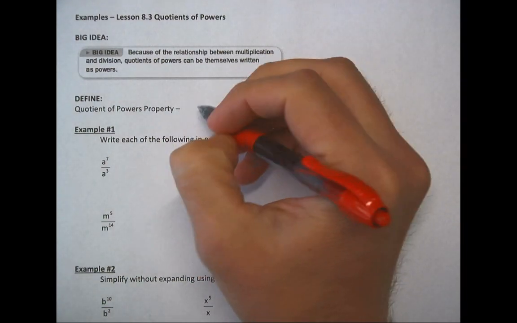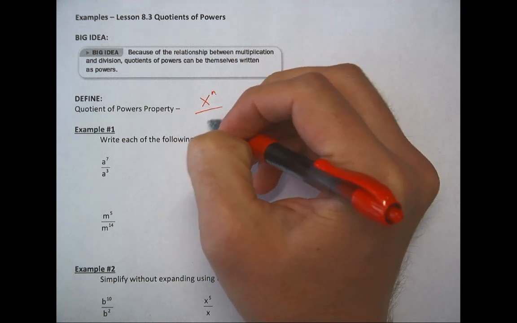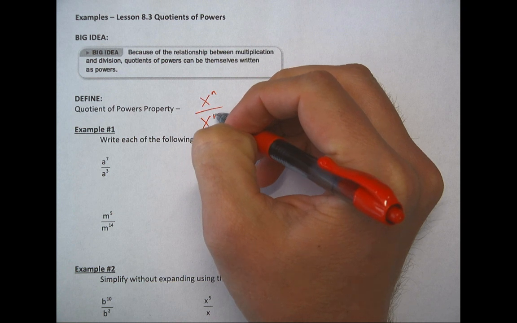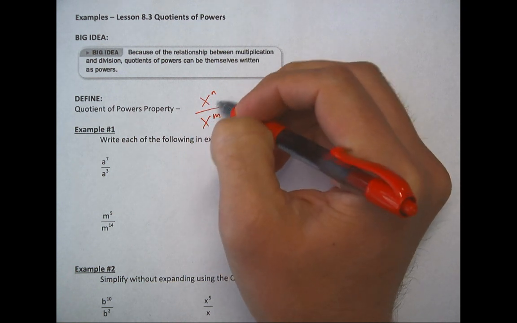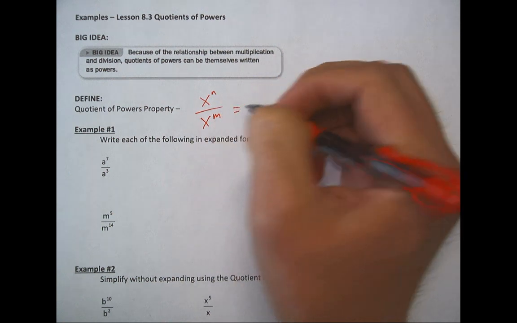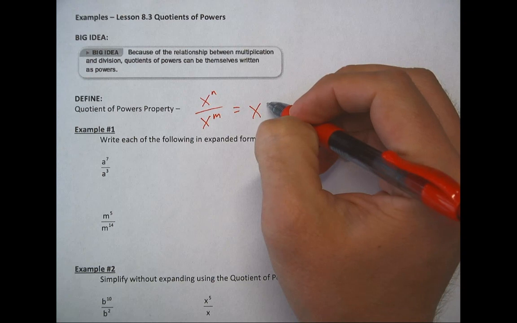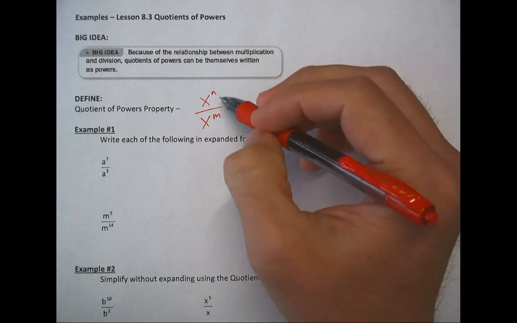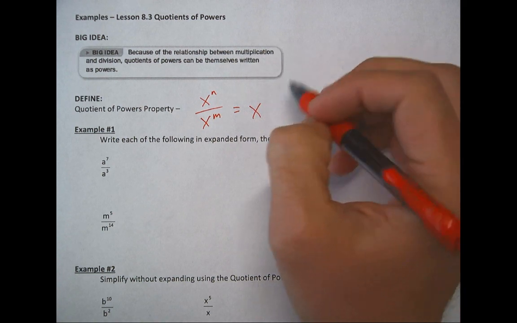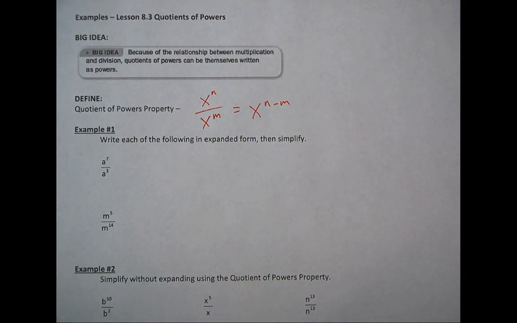And so our quotient of powers property says that x raised to the n divided by x raised to the m. Notice it's the same base. If it's not the same base, this doesn't work. But if it's the same base, what can we do to simplify this? We can hold on to that base, and with our exponents, think about it. When we multiplied, what did we do? We added. So when we divide, it's going to be the opposite. And so we're going to subtract our exponents.